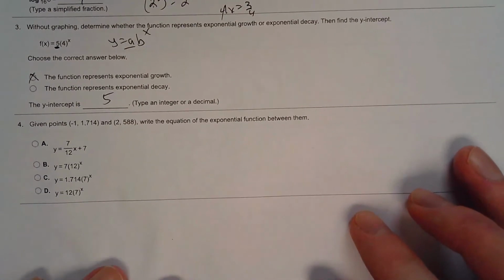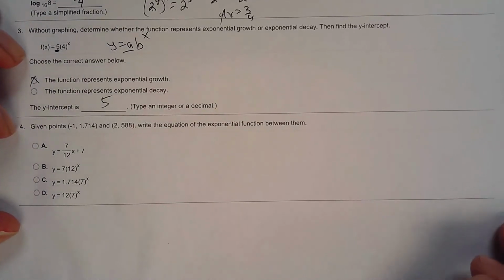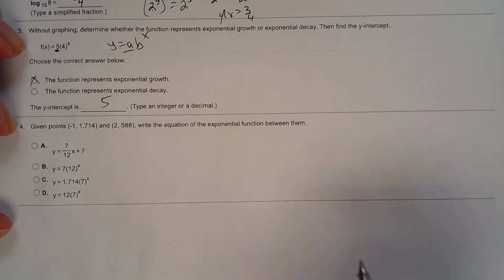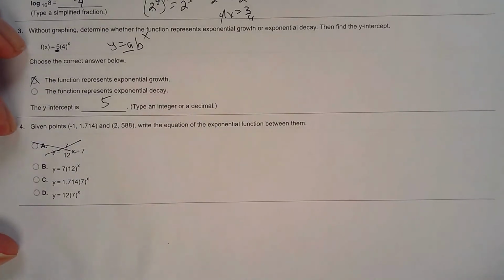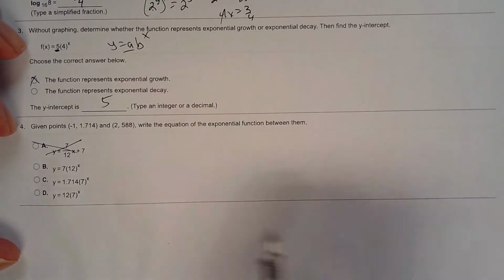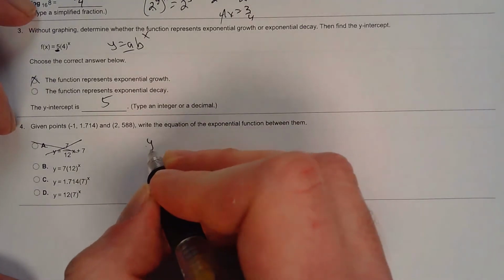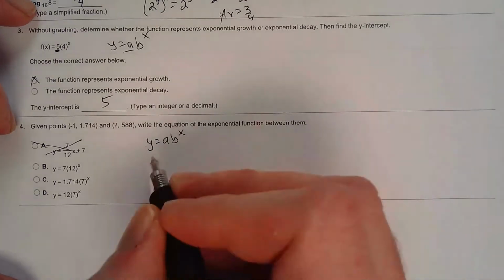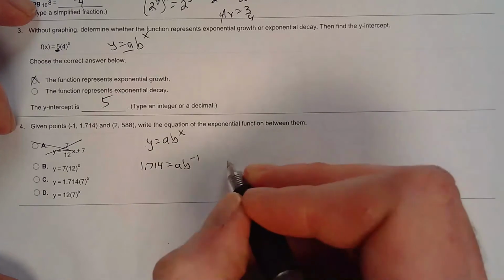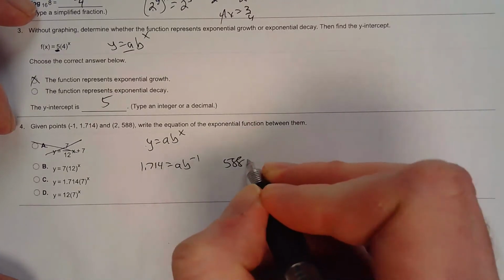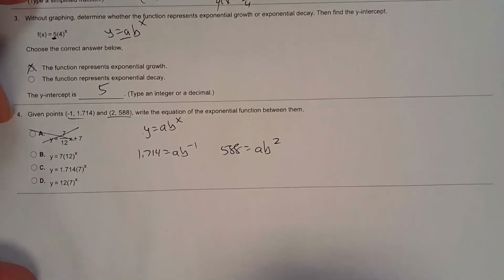Number 4, given these 2 points, write the equation of the exponential function between them. Well, first off, that's not exponential, so throw it out. That's a linear equation. So now I'm trying to find a and b. I use y equals ab to the x. So I've got 1.714 equals ab to the -1. I also have 588 equals ab to the 2nd. So just plug in these x and y's.